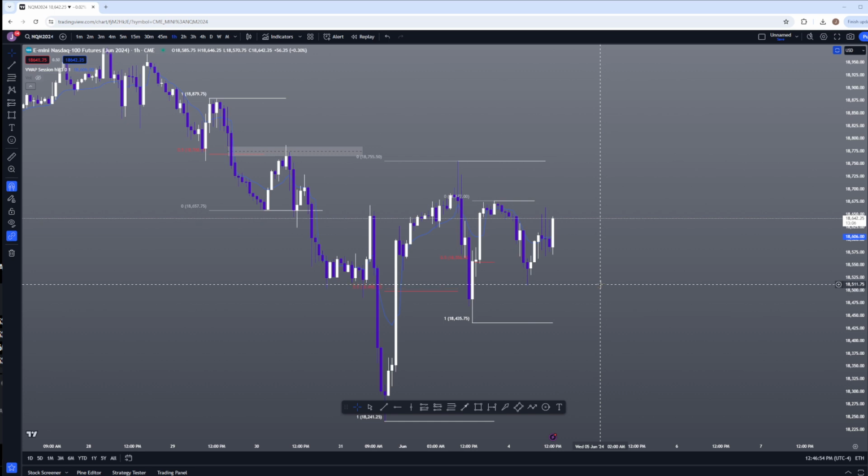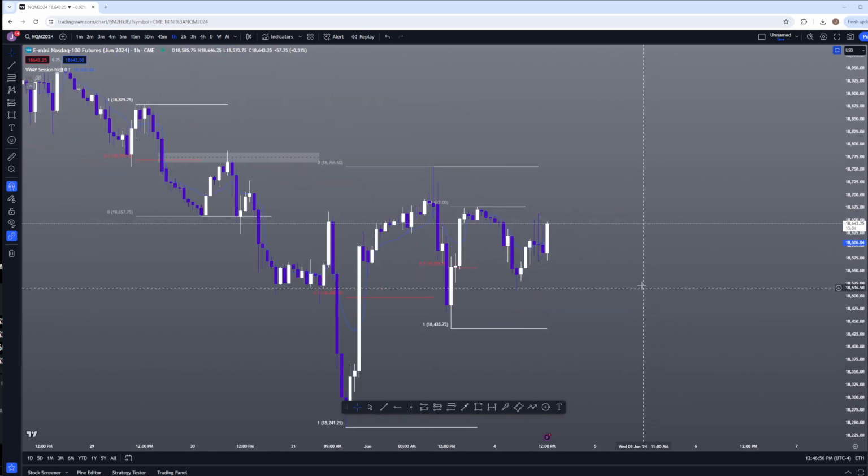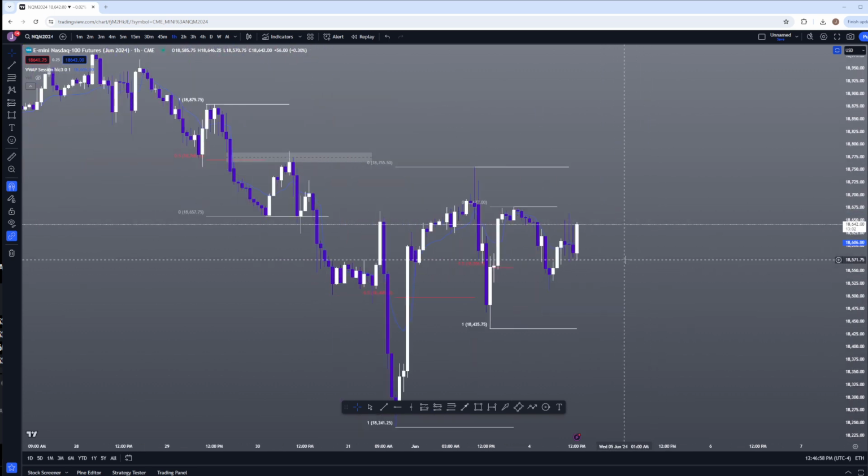Okay, so as long as you're going with that trend, you're going to see how often we do this type of thing, where we do this retracement back down into a discount or back up into a premium. It happens very often. So that's kind of what we're looking at.